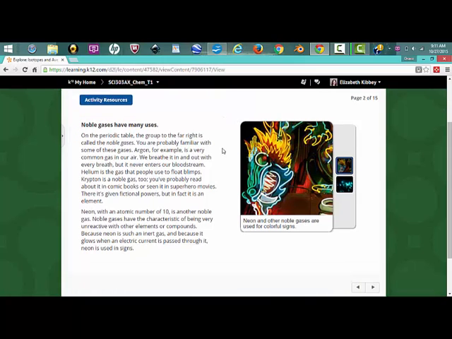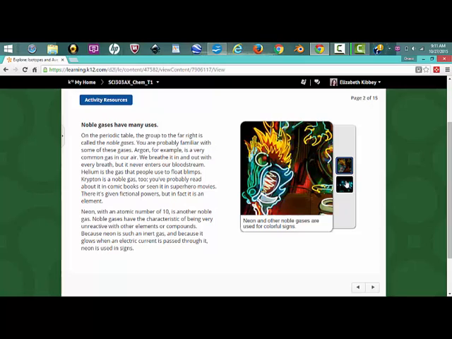So let's get started. Noble gases have many uses. Neon and other noble gases are used for colorful signs, and those of you who know me personally might know me well enough to know that I just absolutely go crazy over this picture. Why? Because it's a dragon, and I'm fangirling over dragons.